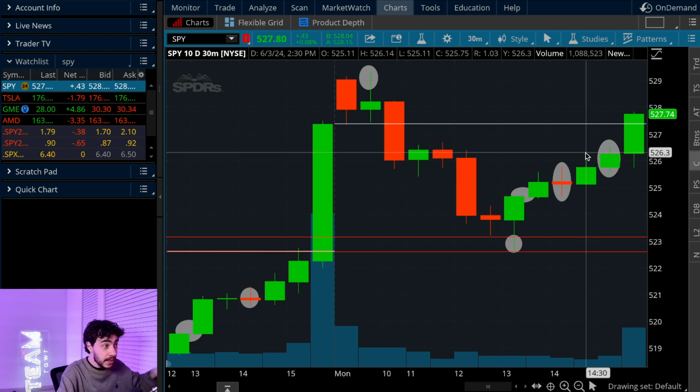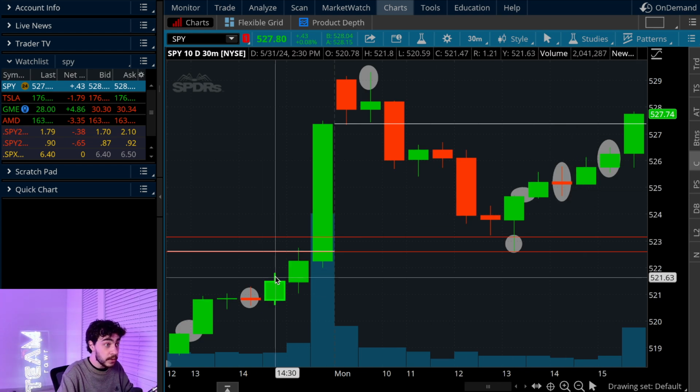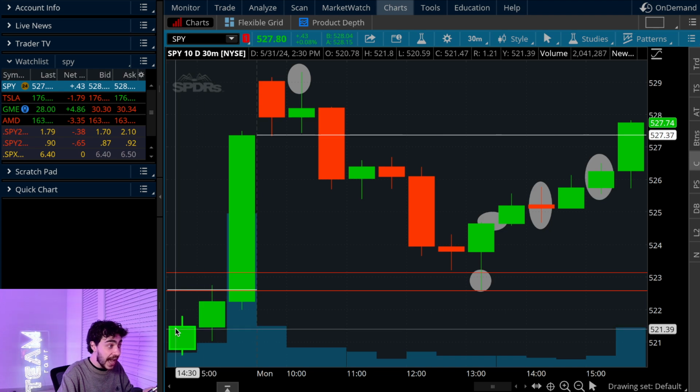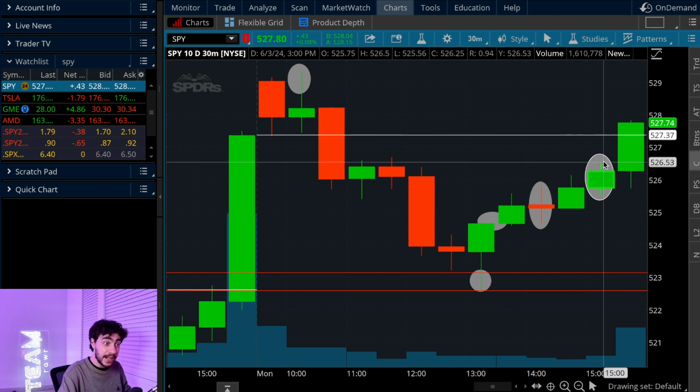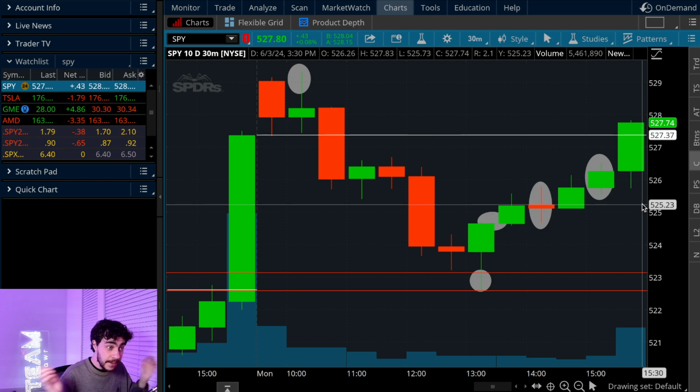So that's going to be a 30-minute bullish candle close, a 30-minute bullish candle close. And then if it closes like that, which it did right here, that's continuation. That's going to be another 30-minute bullish candlestick, man. It's so simple. You got to wait for the trends to develop.